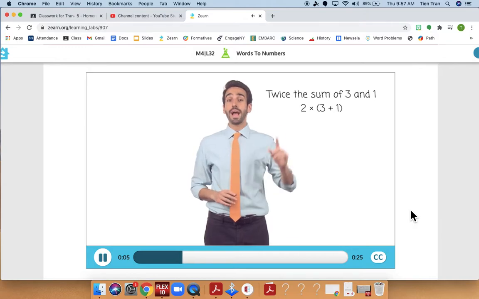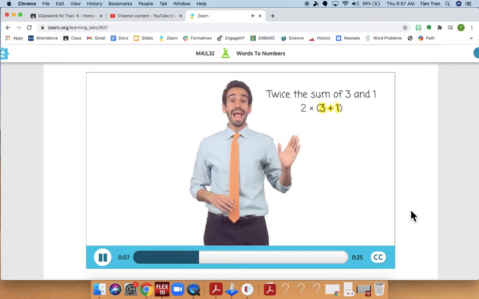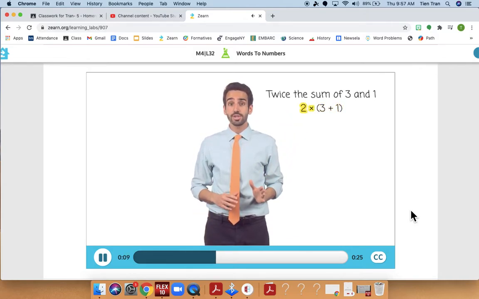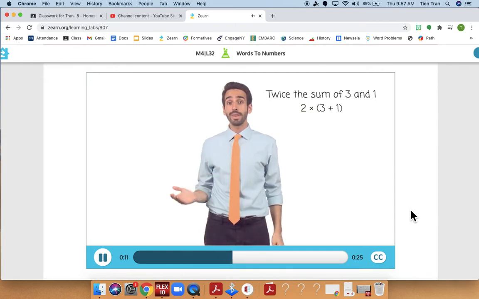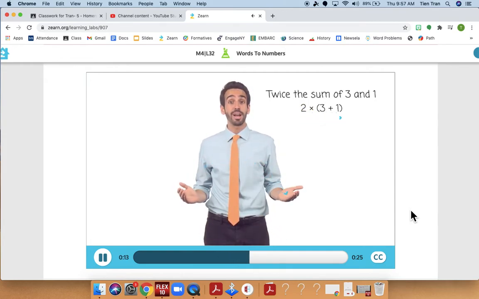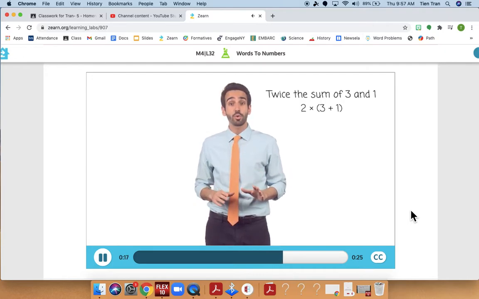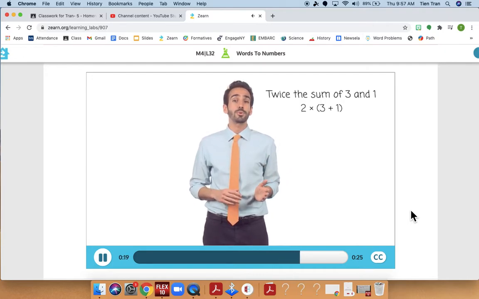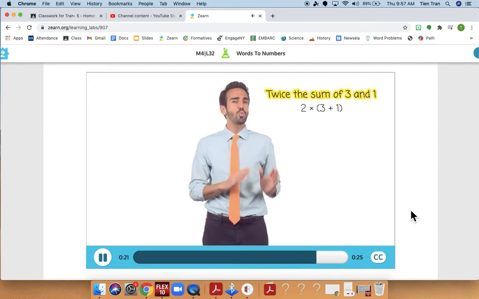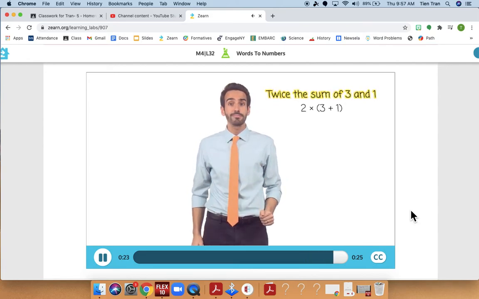We need to remember to have these parentheses so that we add before we do the multiplication. Otherwise, you would go from left to right and multiply first. Now let's show this same expression another way. Which other expression also represents twice the sum of 3 and 1?